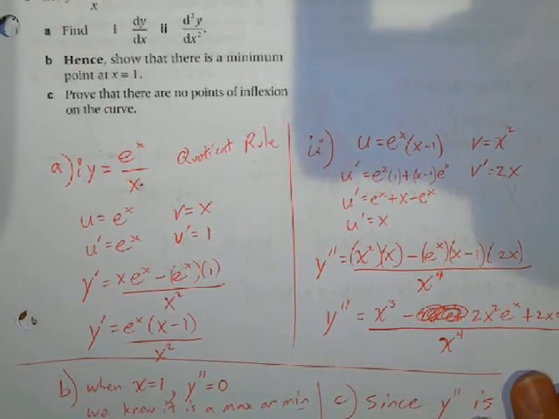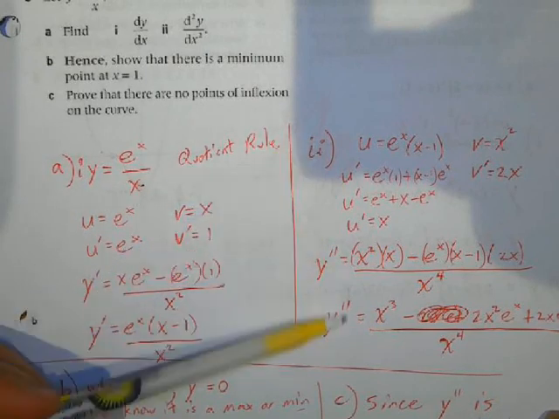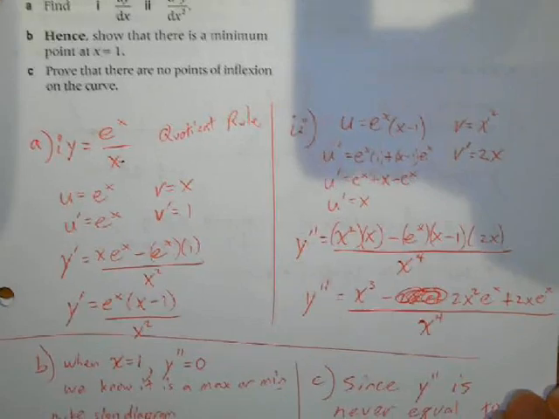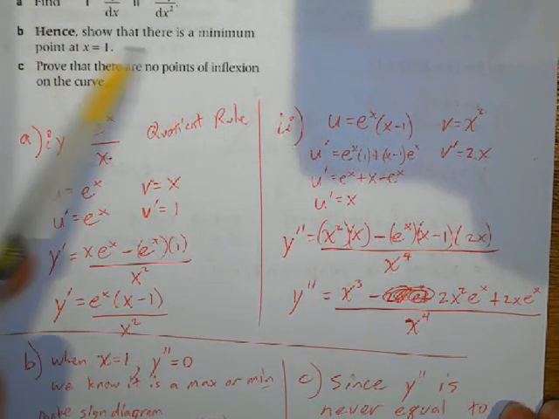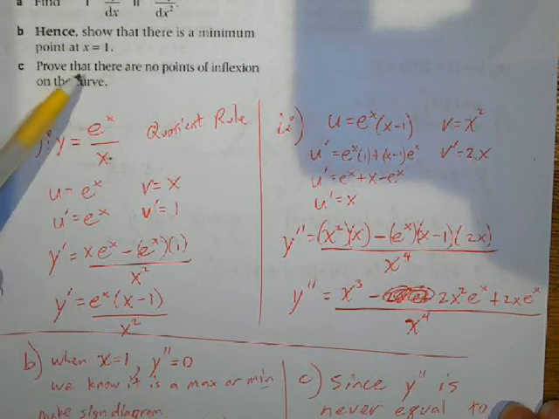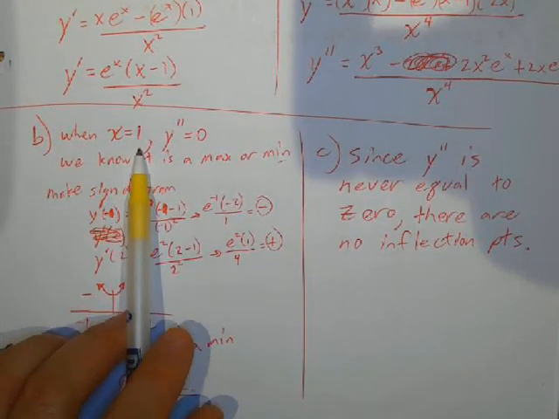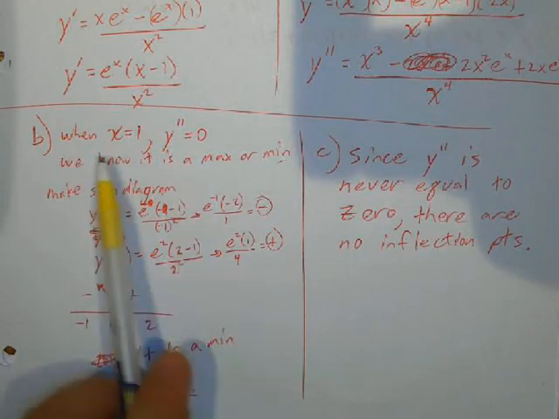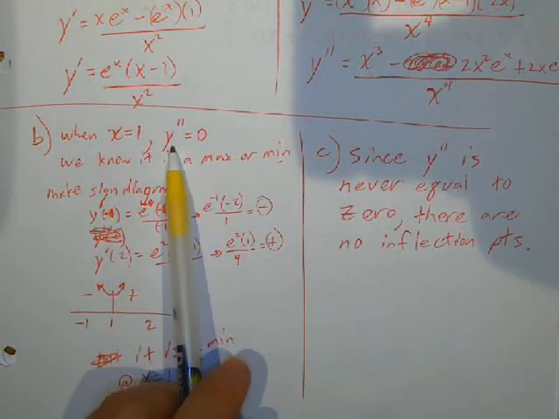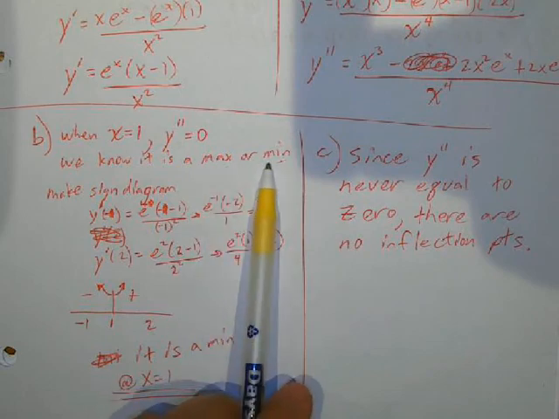They ask us to find the first derivative. Part 2 says find the second derivative. It looks a little messy. And then hence show that the minimum point is at x equals 1. So what I did here is, we want to find when the derivative is equal to 0, and then we're going to know we've got a maximum or a minimum.